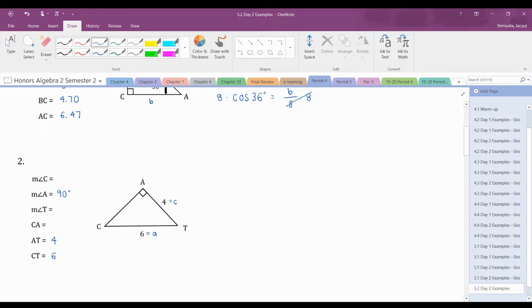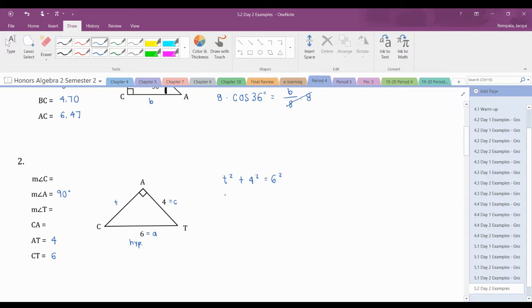I'm going to find then the third missing side. So that's across from angle T. So I'm going to do then Pythagorean Theorem. Notice that 6 is the hypotenuse because it's across from the right angle. So I have to set it up as T squared plus 4 squared to equal 6 squared.